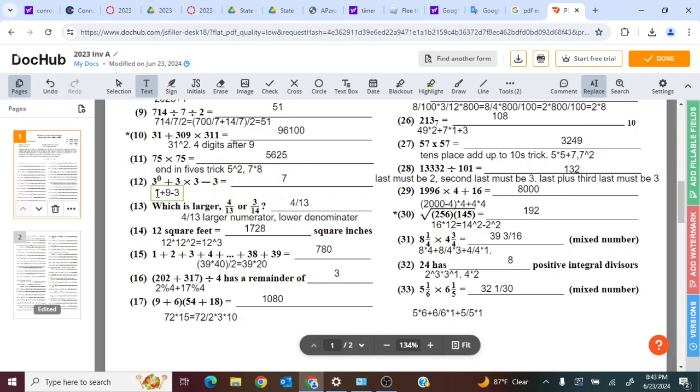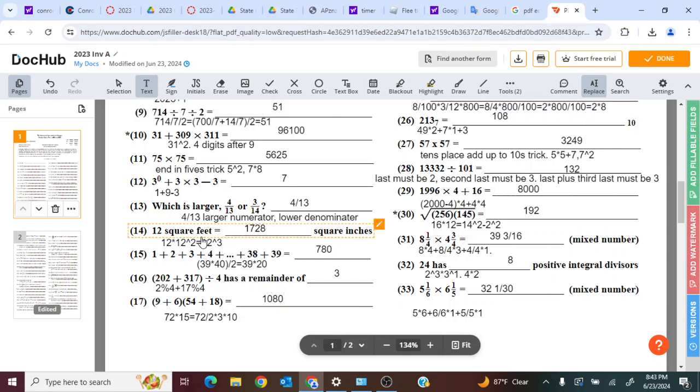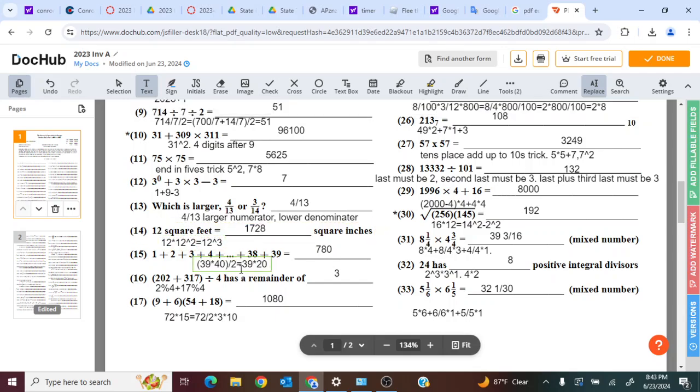Minus 3, 6, plus 1 is 7. Which is larger? Well, this number, bigger numerator, smaller denominator, it's clearly larger. 12 square feet to square inches. To convert to square inches, you multiply by your conversion squared. So 12 times 12 squared is 12 cubed, which you should have memorized to be 1728.